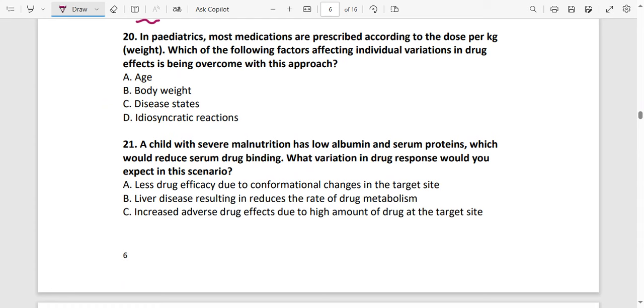In pediatrics, most medications are prescribed according to the dose per kg. Which of the following factors affecting individual variation in drug effect is being overcome with this approach? Age, body weight, disease state, idiosyncratic reaction. Anyone that can help? Body weight. Thank you so much. Remember it's dose per kg.